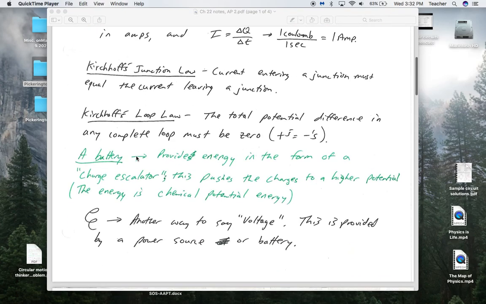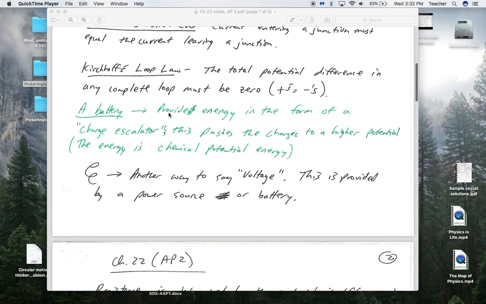So a battery, otherwise known as a dry cell, provides energy in the form of a charge escalator. They showed that in the chapter, and I think they did a pretty good job. It pushes charges to higher potential energy from the battery's chemical potential energy. By definition, a battery is one or more dry cells. Normally you use multiple ones, so it's called a battery of dry cells. We simply shorten that to battery.